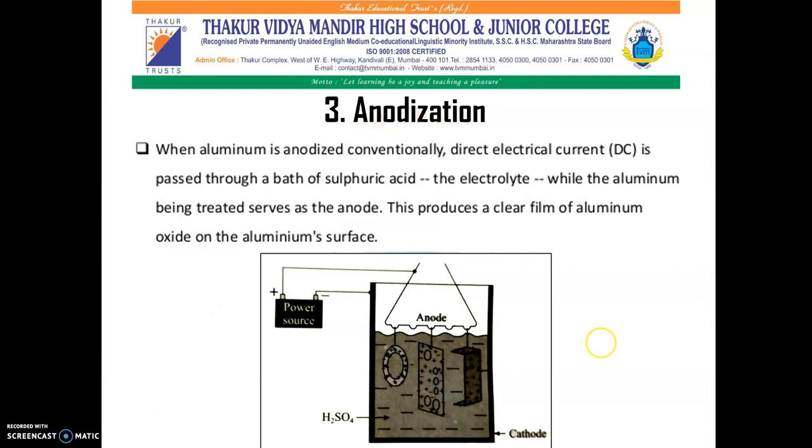Third is anodization. In this method, metals like copper and aluminium are coated with a thin and strong layer of their oxides by means of electrolysis process. For this, the copper or aluminium article is used as anode.